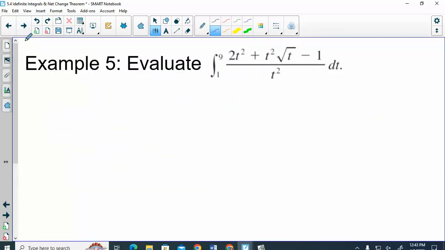One more. What would we have to do on this one? First, we have to divide.